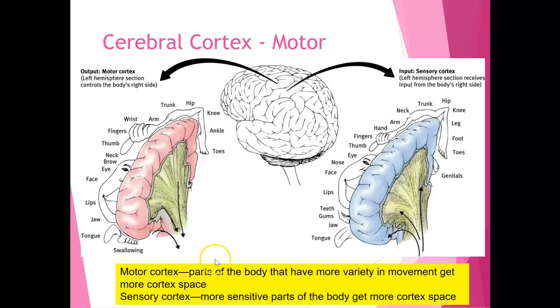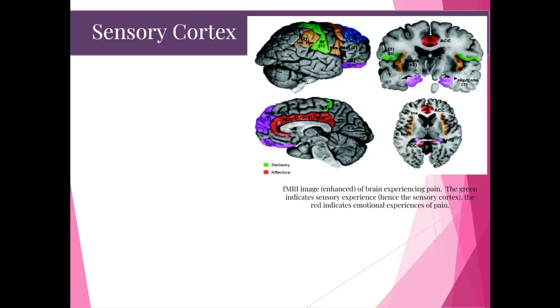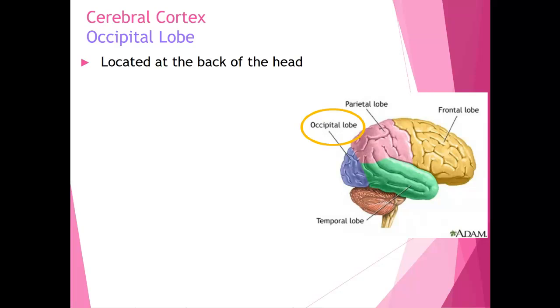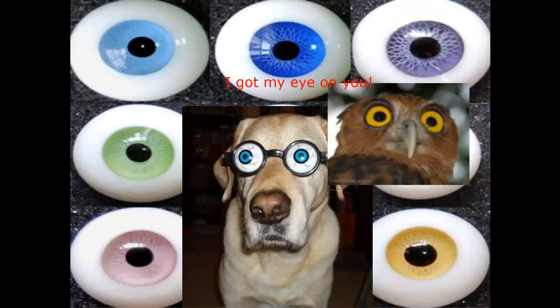So the sensory cortex, the more sensitive parts of your body have more sensory cortex area. So like your calves are not very sensitive, so they don't get hardly any sensory area. The parietal lobe is at the top. Parietal lobe is touch and body sensations, including temperature and pain. Sensory cortex is in there. The occipital lobe is vision at the back of your head. It includes the primary visual cortex.